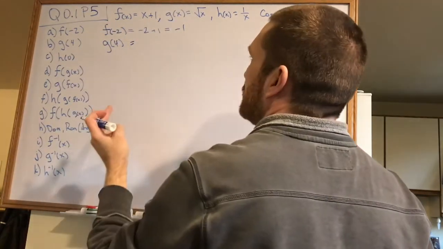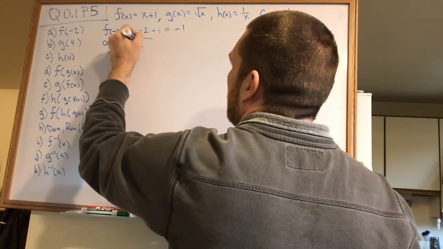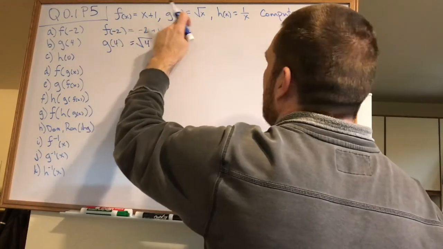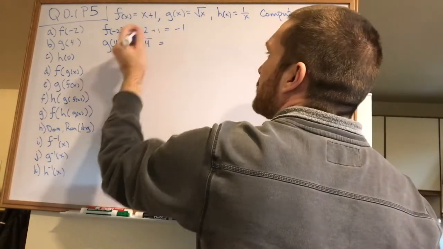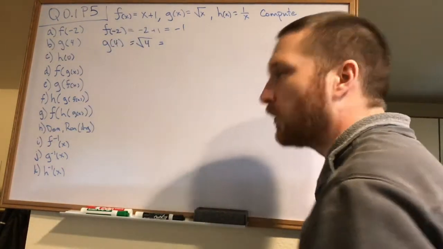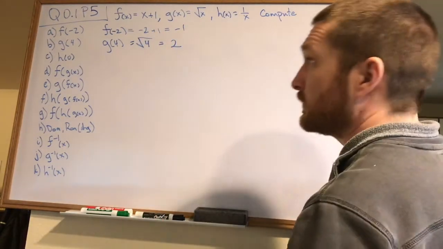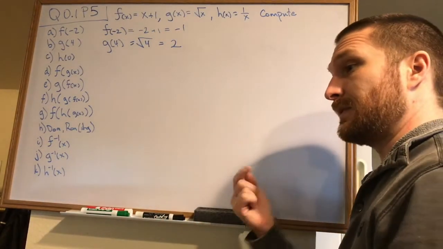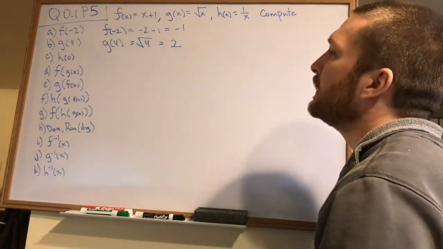Again, the definition of g says take whatever's in there and then take the square root of it. So the same way there's an x there and an x there, if there's a 4 there, there's a 4 there. And so this positive square root of 4 is 2. In other words, 2 times 2 equals 4. You're taking the positive part.